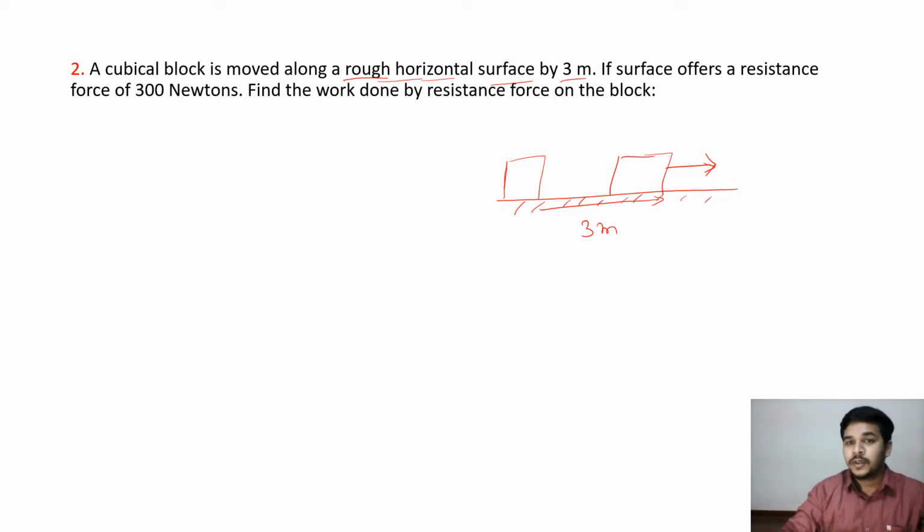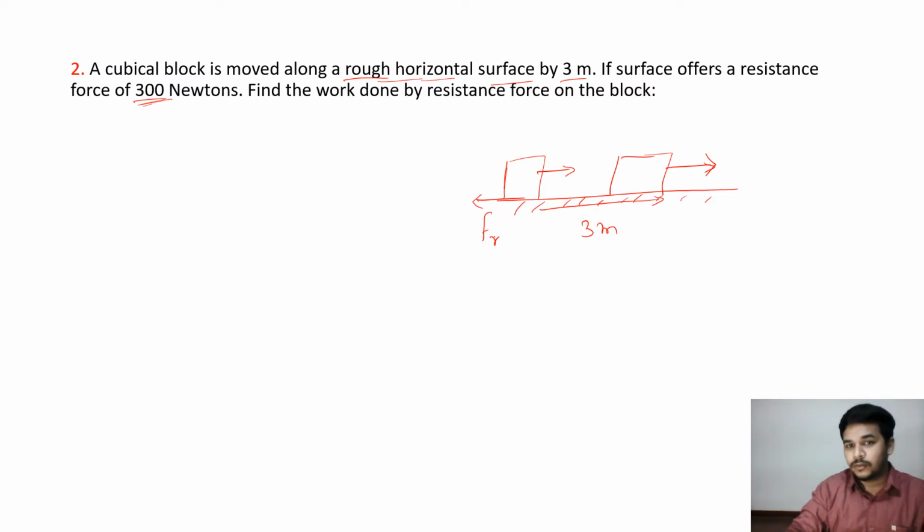By how much distance? 3 meter. If the surface offers a resistance force, okay, you do not have to calculate the friction force here, it is already given. How much is it? 300 Newton. Find the work done by the resistance force on the block. Now think about this one. If this block is going in the right direction, so what will friction force do? It will oppose the relative motion. With respect to the surface, the block is moving in the forward direction, so friction force will act in the backward direction.